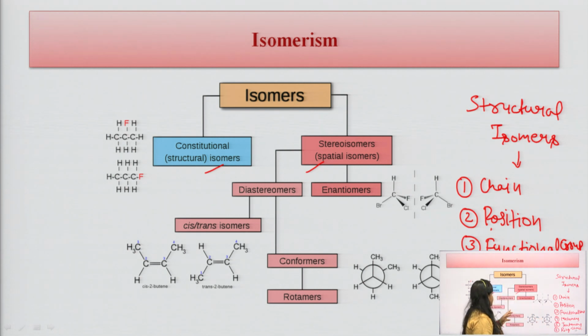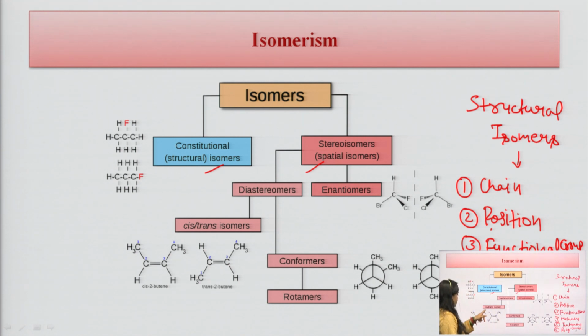Okay. Now, the stereoisomer is also called the spatial isomer. In the stereoisomer, the compounds have the same molecular formula and the same structural formula, but differ in the spatial arrangement of the atoms. There are two types, diastereomers and enantiomers. The diastereomers are further divided into cis-trans isomerism, which is shown in geometrical isomerism, and the other is conformers and rotamers.